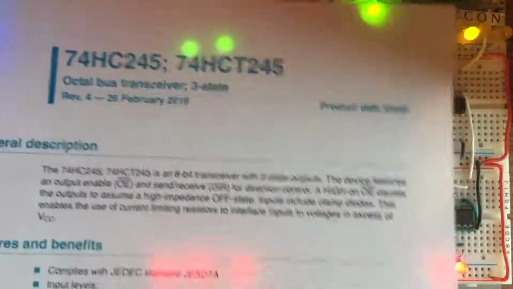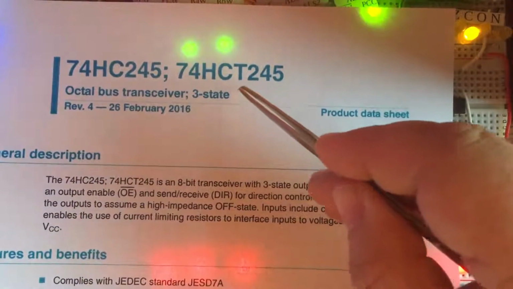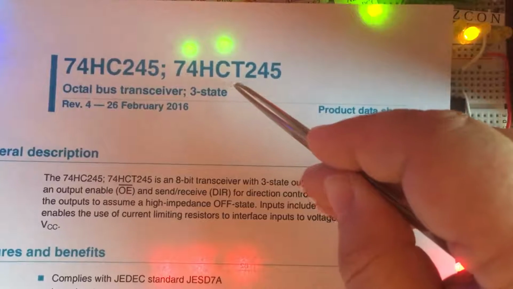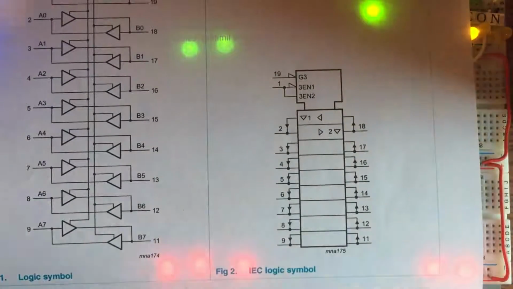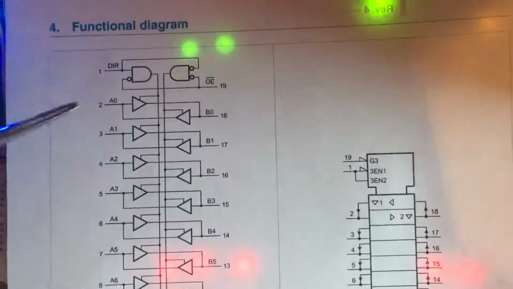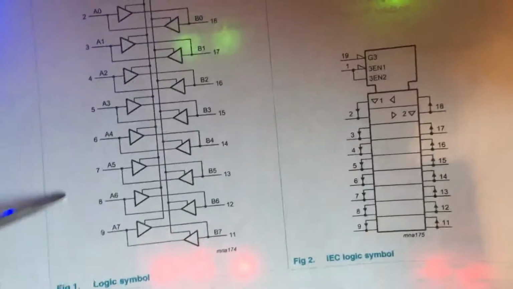So we're using the 74HCT245, which is just the CMOS version of the 74LS245, which is exactly the same chip that Ben uses. And all it does is what's called tristate logic. So it's going to connect whatever is on the inputs here. In our case, those would be these green wires on the inputs over here.